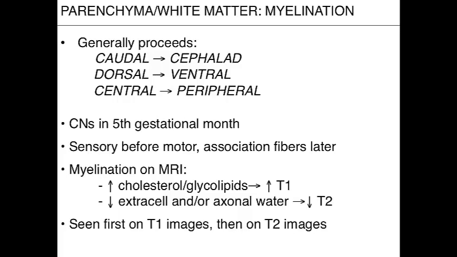And so there's kind of a general pattern of certain areas of the brain maturing at earlier times than other areas, and it's very much related to function. How does myelin appear on MRI? Well, it appears bright on T1 weighted images, primarily due to the formation of cholesterol and glycolipids in the myelin sheath, and it appears dark on T2, primarily related to the decrease in water.